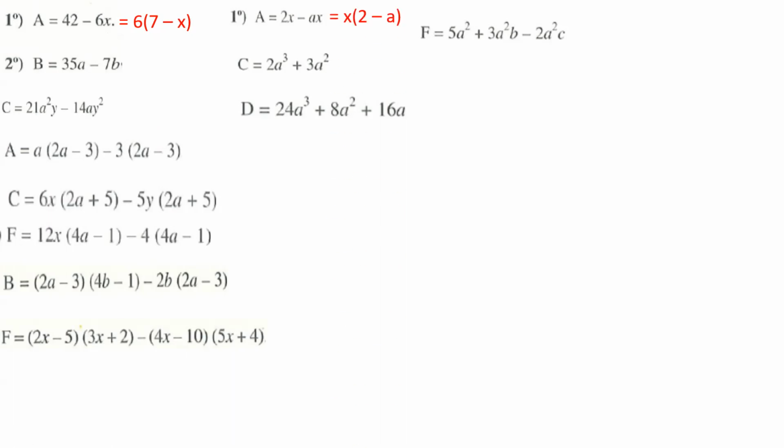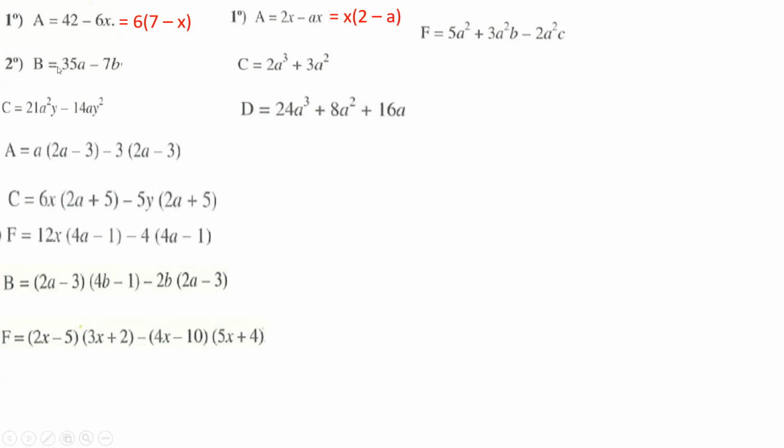Now, the second example, A equals 2x minus ax. Is there any common between the signs? No. Here the number is 2, here the number is 1. Of course, no common. Between x and ax, there is a common, which is x. So I divide each term by x. 2x divided by x is 2, minus ax divided by x is minus a.